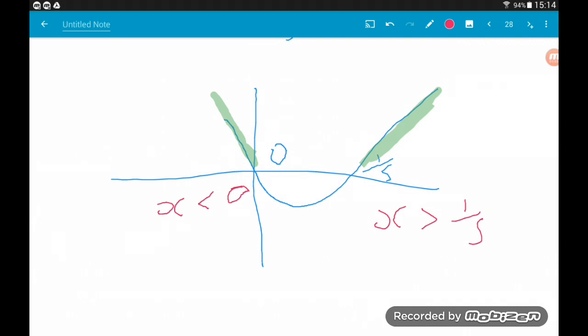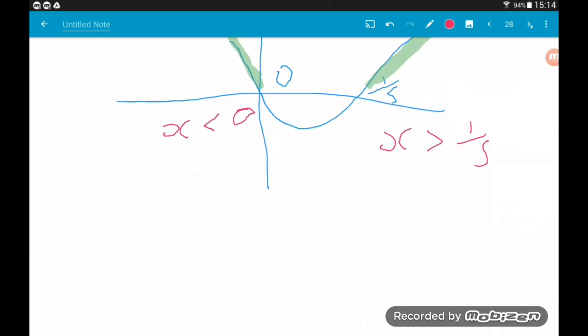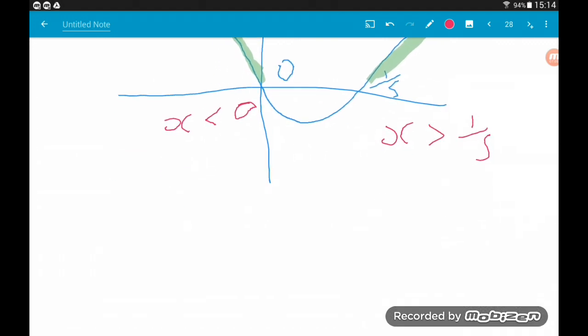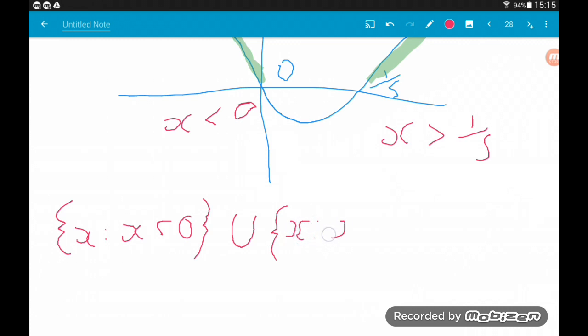We could write this in set notation too. We could write this as x such that x is less than 0, or, so it's a union, x such that x is greater than 1/5. Good times.